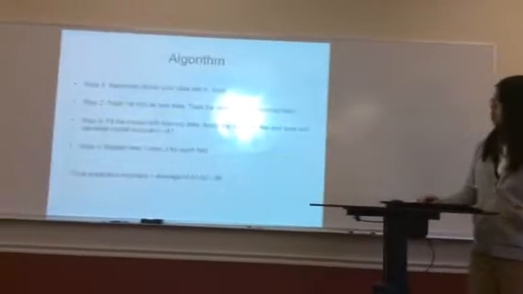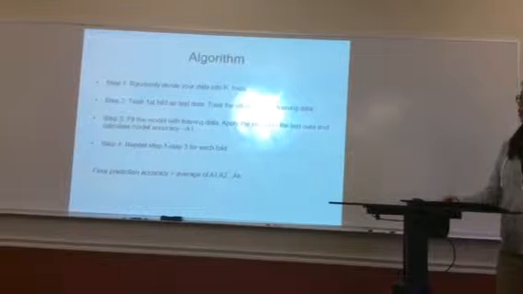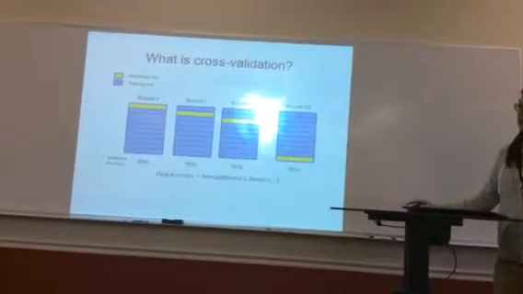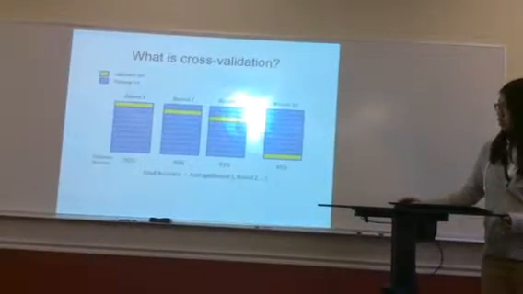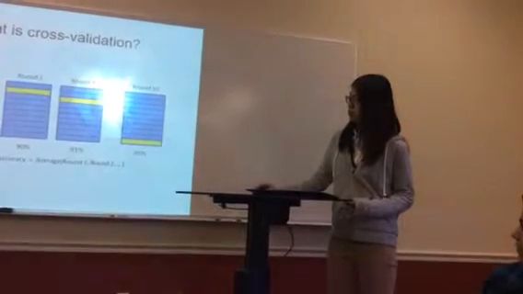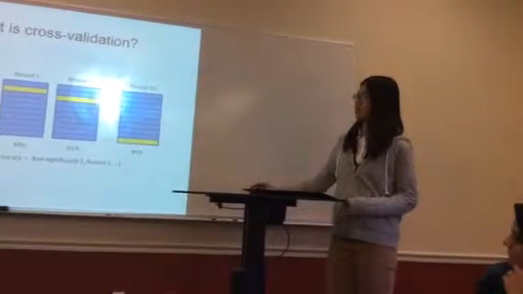And here is the algorithm. First step, we randomly divide our data into k folds. Here, we set k equal to 10. This is our original data, and we just divide it into 10 folds: 1, 2, 3, 4, 5, 6, 7, 8, 9, 10. Like this.